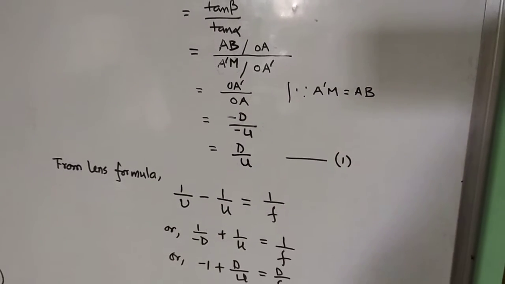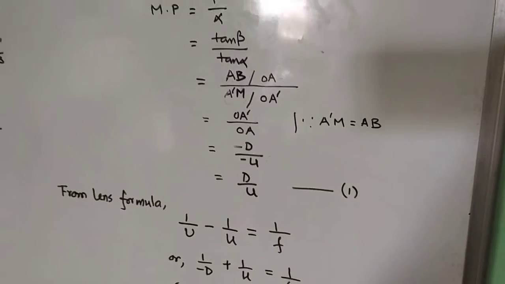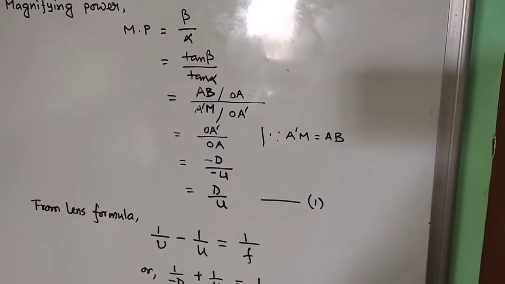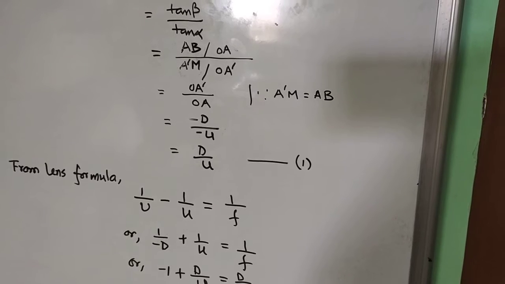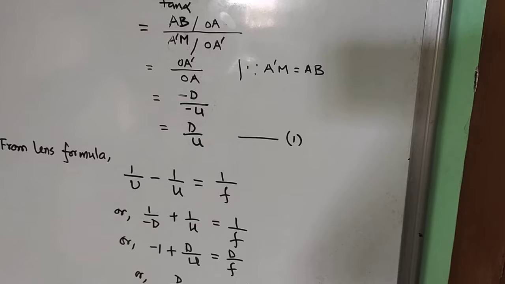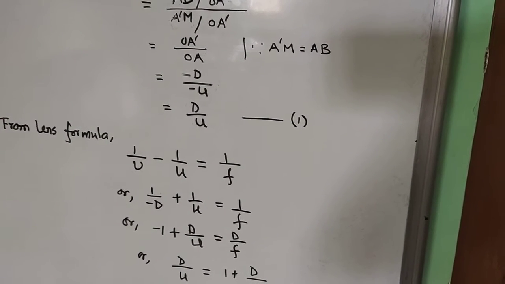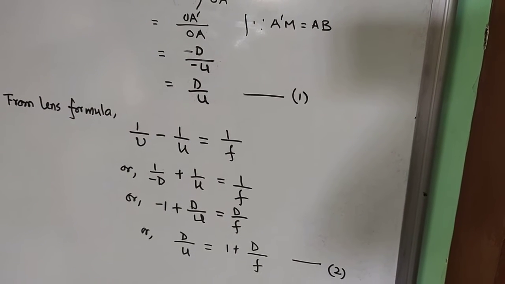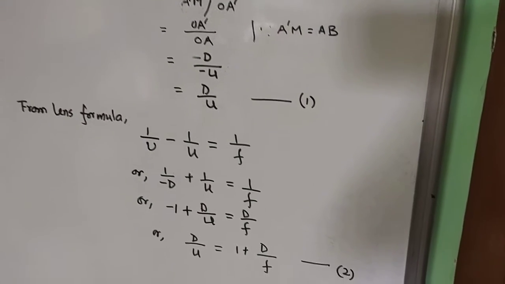Now in the lens formula, you know the lens formula, 1/v minus 1/u equals 1/f. So in place of v, we are substituting the least distance of distinct vision, that is minus D, and in place of u we have placed minus u, so it comes here 1/D plus 1/u. So minus 1/D plus 1/u equals 1/f. If you multiply throughout by D, it becomes easier: minus 1 plus D/u equals D/f. So D/u equals 1 plus D/f. This is your number 2, and number 1, the magnifying power, is D/u.